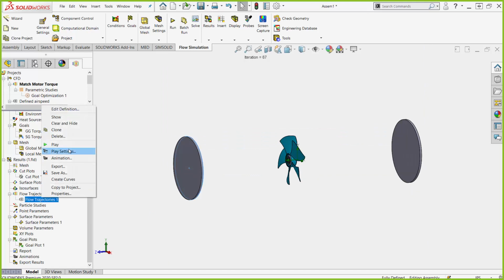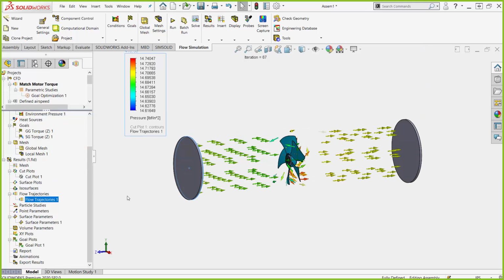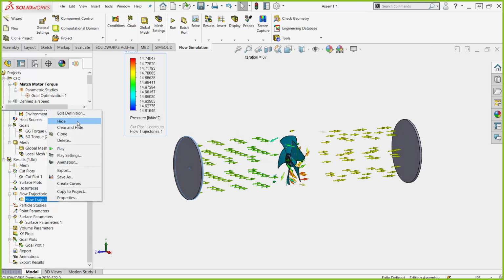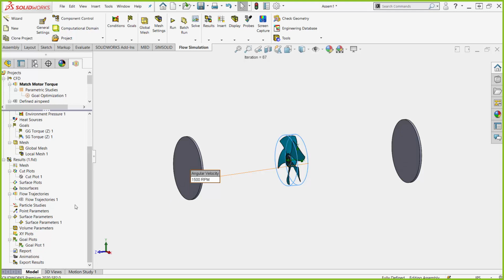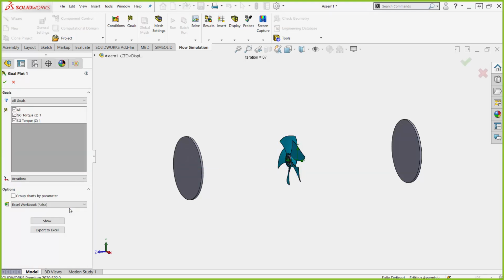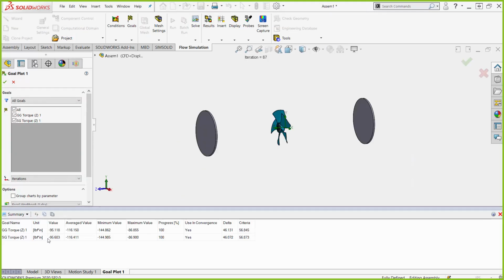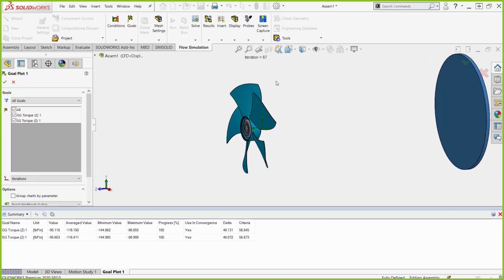Now that's nice, but what is my airspeed? What is my RPM? Well, I defined the RPM as 1500 RPM. Does that match the motor torque that I expected? How do I figure that out? Well, I've got some numerical results down here. My goal plots will very quickly tell me that the amount of torque due to airflow on the fan blades is about 95 inch-pounds.